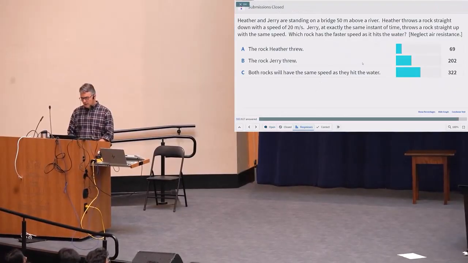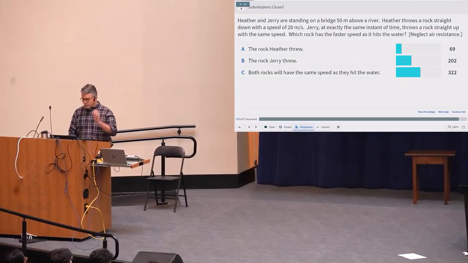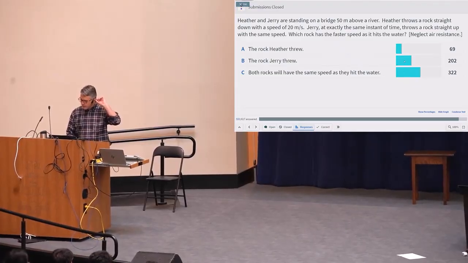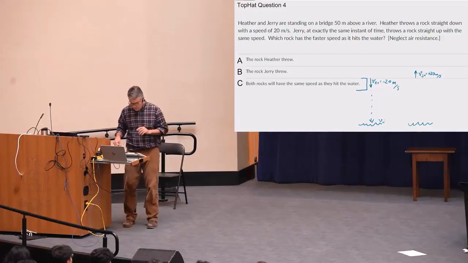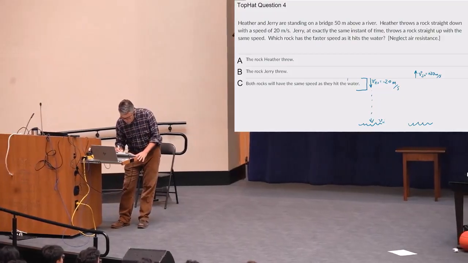Survey says that there's a slight preference. Jerry's rock, which went up and down, got a lot of votes, more than Heather's. But the response that I like, if you neglect air resistance, is C. And let me show you some of my reasoning here. So certainly, this is like the bridge.